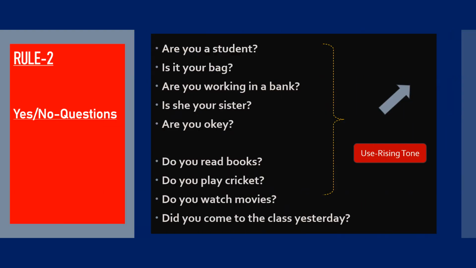What is the next rule? Yes or no questions. Are you a student? Is it your bag? Are you working in a bank? Is she your sister? Are you okay? These are yes or no questions. This is also how we speak regularly, but here the rule says you need to raise your voice and use the rising tone. Are you a student?